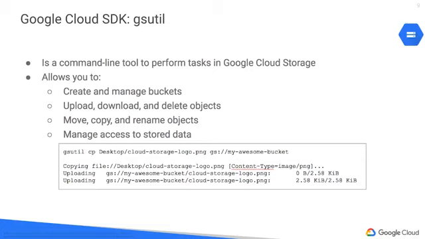GSUtil is a command line tool used to perform tasks in Google Cloud Storage. You can use GSUtil to create and manage buckets, upload, download, and delete objects, move, copy, and rename objects, and manage access to stored objects. In the example, we are copying a logo from our desktop to a bucket called my-awesome-bucket.